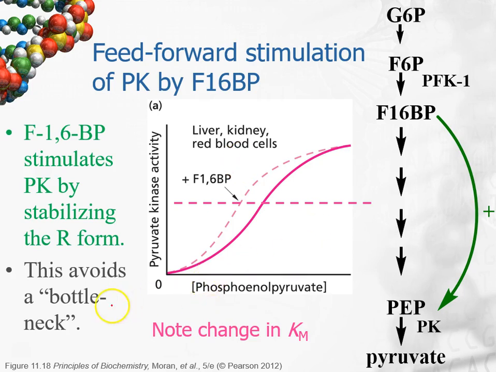So the strategy here is to avoid a bottleneck. So if this is the last step, and if you have the high flux of metabolites coming through this pathway, you want to make sure that your last step doesn't hold you up. So fructose 1,6-bisphosphate is sort of a signal of the high flux of the pathway and indicates that the last step should not be a barrier to finishing the pathway.